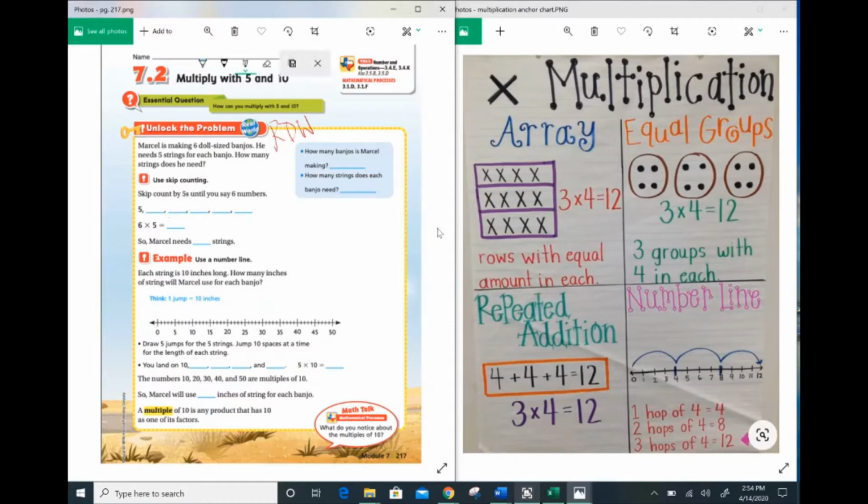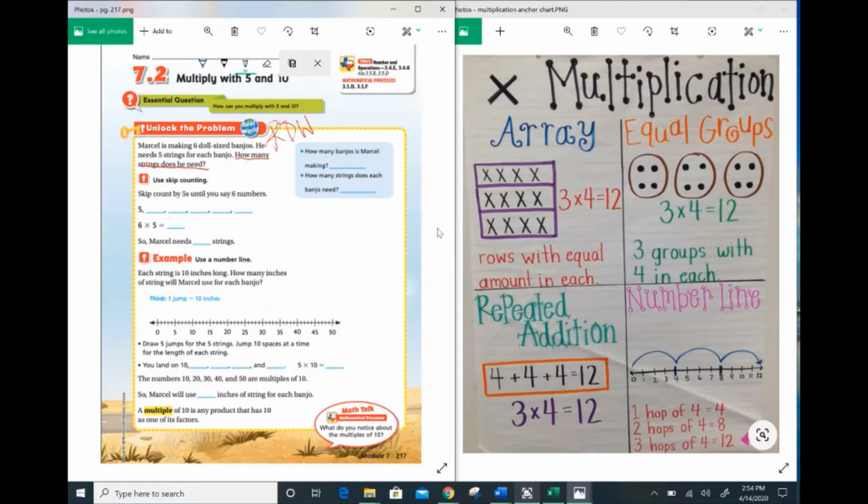Let's go ahead and read the problem first. Marcel is making 6 doll-sized banjos. He needs 5 strings for each banjo. How many strings does he need? So we're figuring out how many strings he needs.